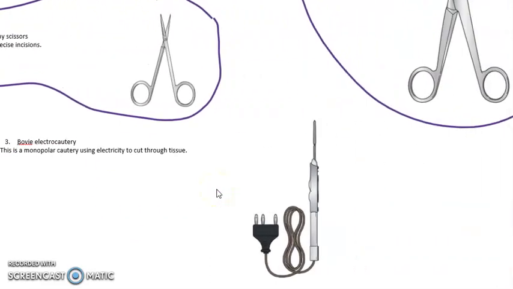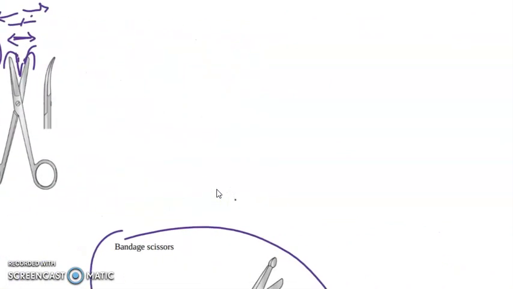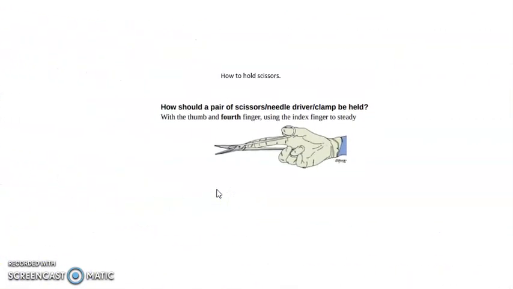And how do you hold the scissors? This is a very interesting question. Students usually make a mistake with holding a scissors. So this is how you hold your scissors. You basically place your thumb into one of the holes, and then you use the fourth finger to hold the other, using the index for balance and support.